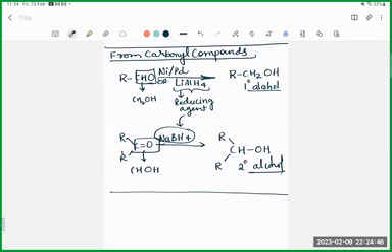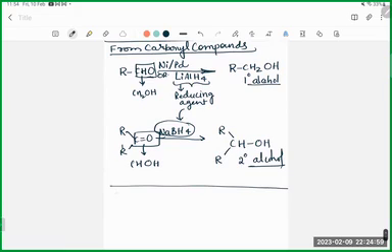For aldehyde we will be taking lithium aluminium hydride, right? And for ketone we will be taking sodium borohydride. Okay. Now the Grignard reagent is also one we can use to get this compound.